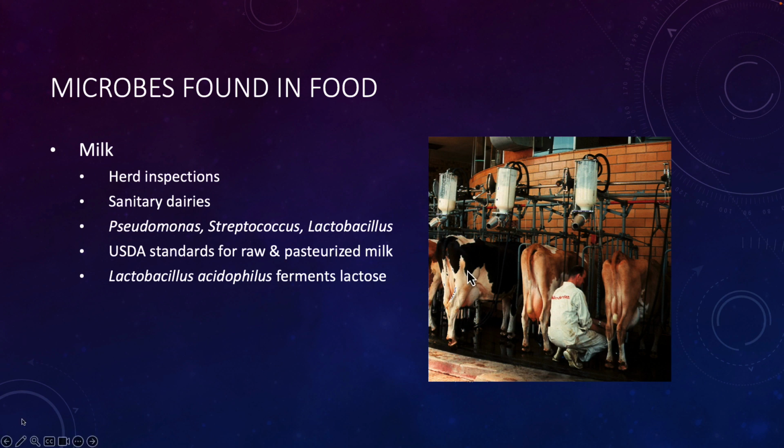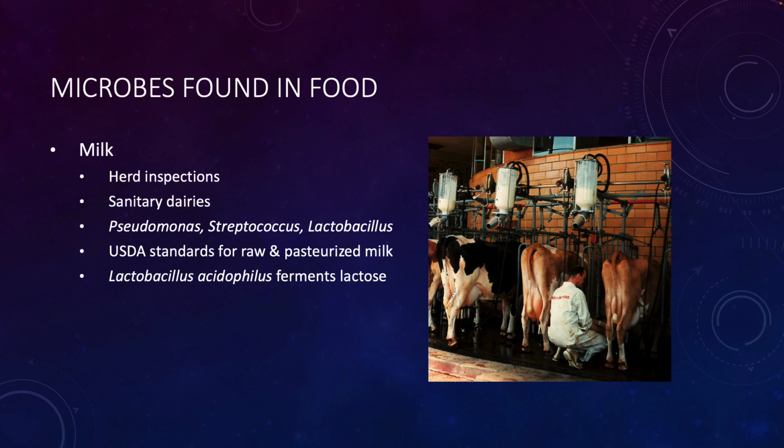But one of the other things to worry about is that cows can often get infection in the udders. It's mastitis. It's very similar to a type of infection that breastfeeding women can get. So it's an infection basically in the mammary glands. And those organisms can contaminate the milk. So you have to be careful with that. Some of the common contaminants in milk: Pseudomonas, Streptococcus, Lactobacillus.